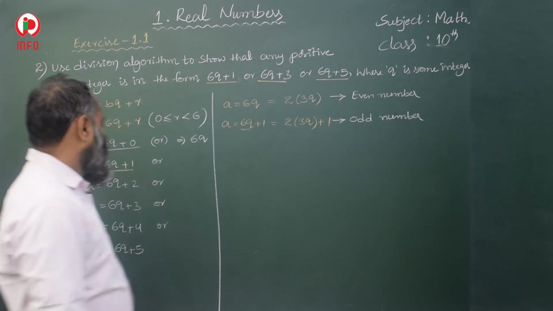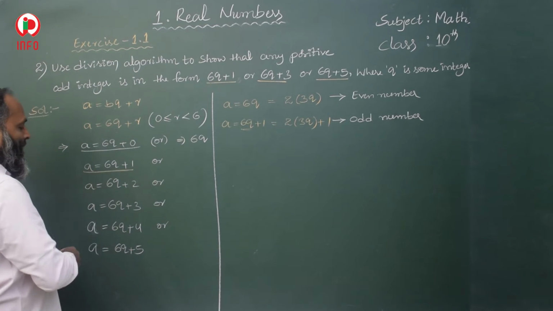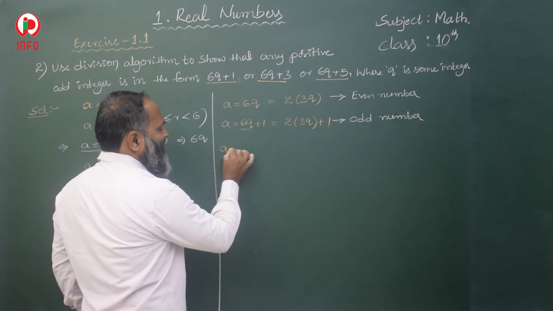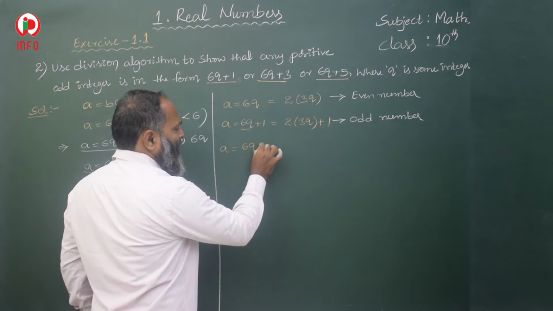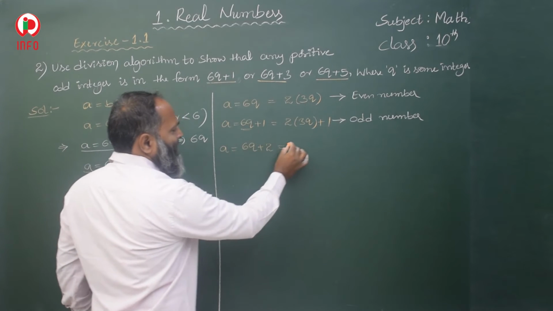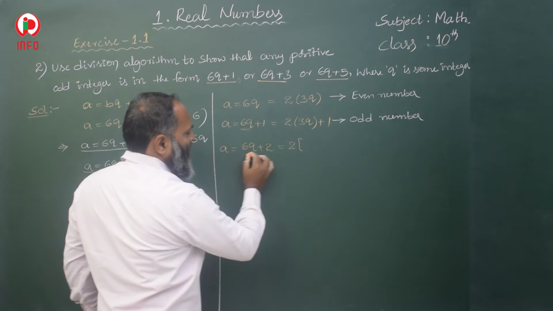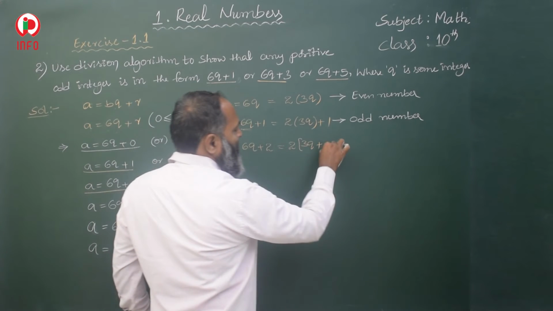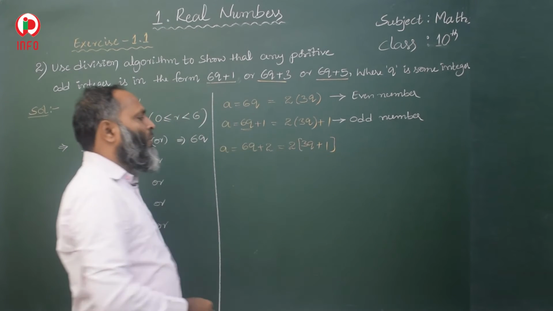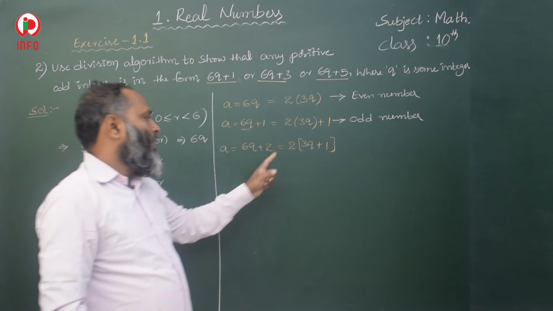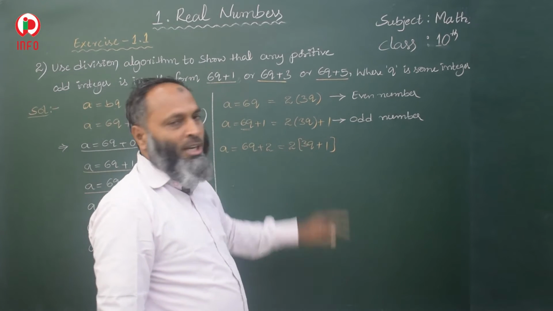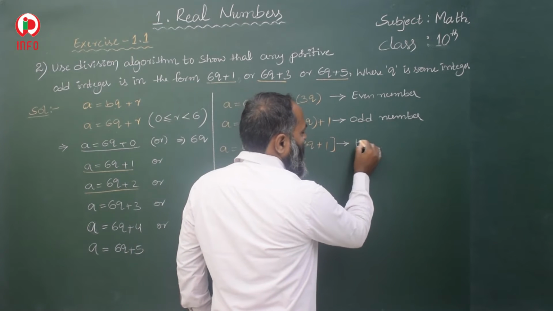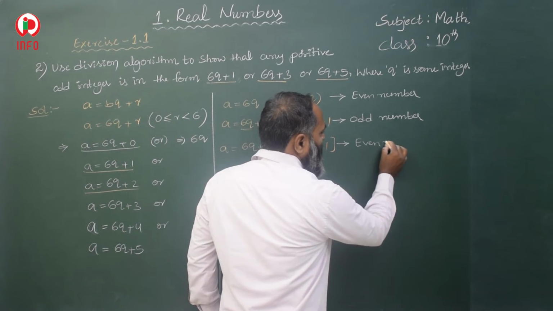Now after that, a is equal to 6q plus 2. If you take 2 as a common, then 2 3s are 6, so 3q, plus 2 1s are 2. Now you will get 2 as a common in all. In all you get 2 as a common, which means this is a multiple of 2. When it is a multiple of 2, then this is an even number.